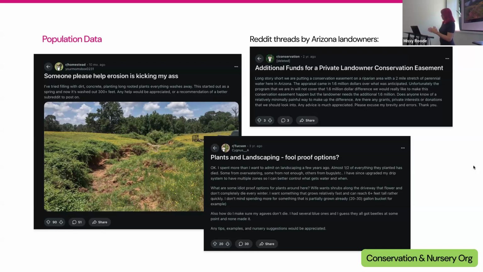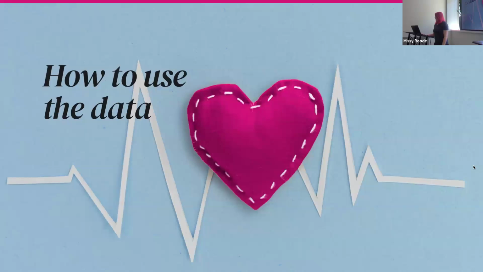It makes this a reasonable group to target. Conservation easement, and then just general plants and landscaping. And here this person says foolproof options, but in the area where they're located, that means drought resistant, erosion control, and pollinator supporting. So it's really helpful to be able to have that information to pair with your data.